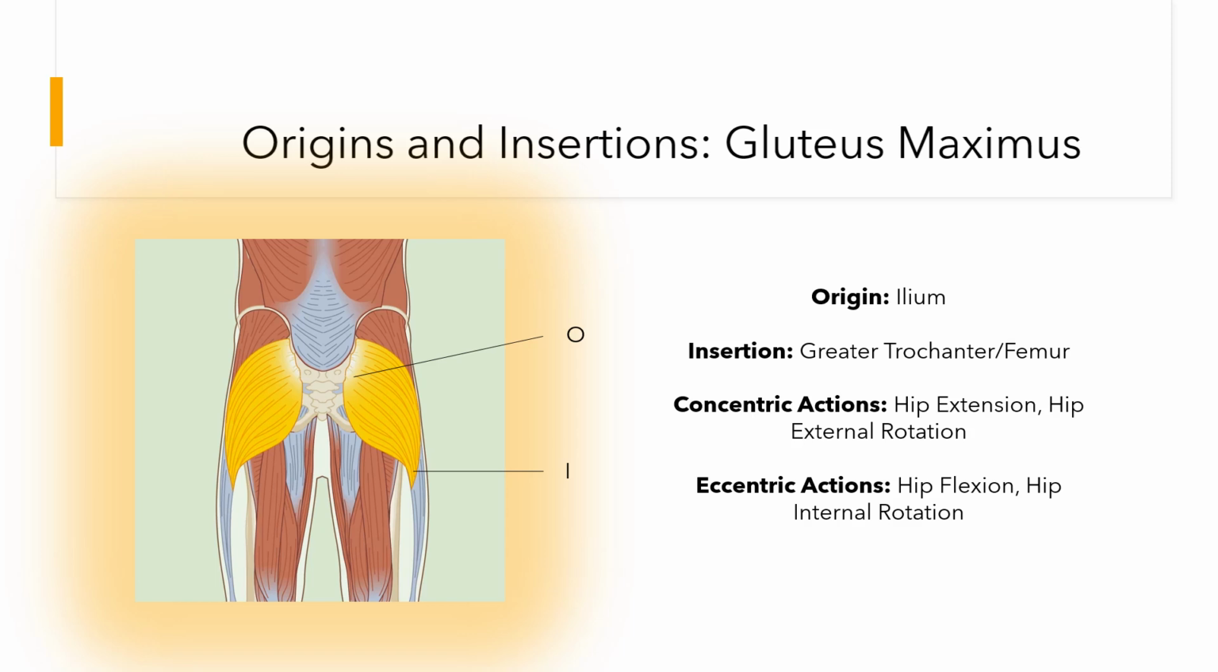Concentrically, it provides hip extension, so think the up phase of a deadlift, the up phase of a squat, the outward phase of a leg press, kettlebell swing, glute kickbacks, glute bridge, all glute maximus hip extension. The glute maximus also allows for hip external rotation. The eccentric actions are hip flexion and hip internal rotation. That's really just the way back from the movement.